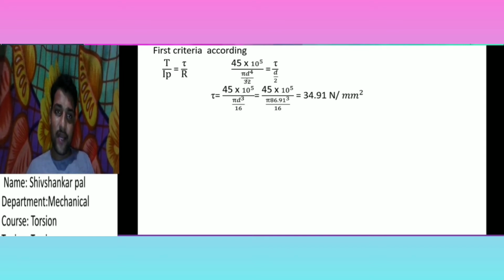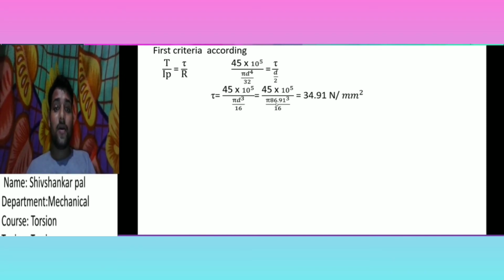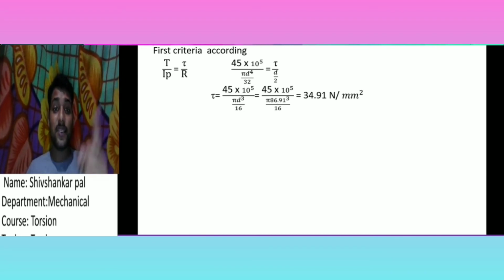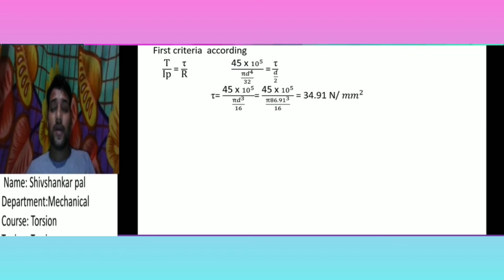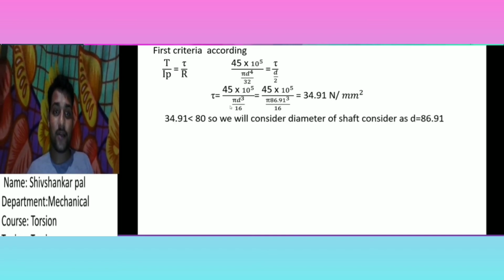The d by 2 cancels, so you will write pi d to the power 60, 45 by 10 to the power 5. Here nothing else is available, only tau. So I will write tau is equal to 45 multiplied by 10 to the power 5 divided by pi d cube divided by 60, and put the value of the diameter obtained in the stiffness criteria. The diameter obtained in the stiffness criteria, put in the strength criteria equation. So you will see 34.91 Newton per meter is the torque obtained.